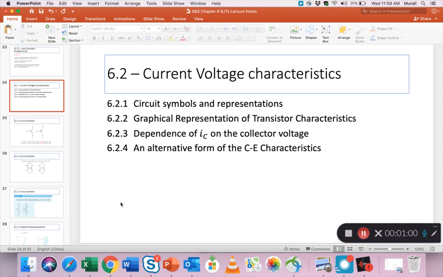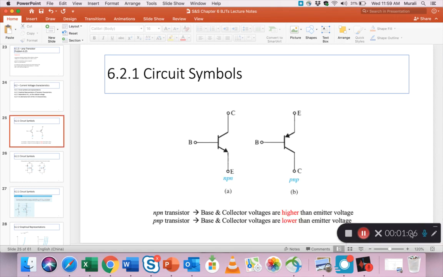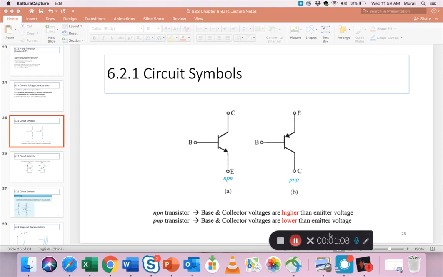Okay, so 6.2 has 4 sections and I'll jump into the first one right away. The slide number is 25. Circuit symbols. This is the first time in our textbook he actually introduces these symbols. So far we've had the big blocks of P, N and P, but mostly in real circuit drawings we don't keep repeating those, we use these symbols.